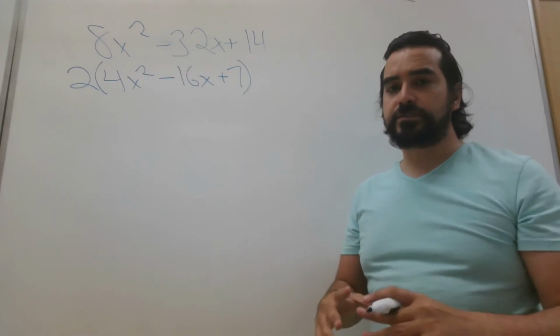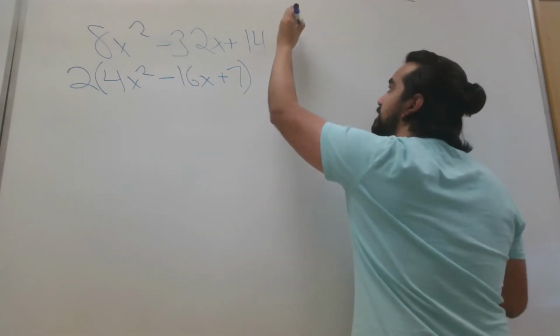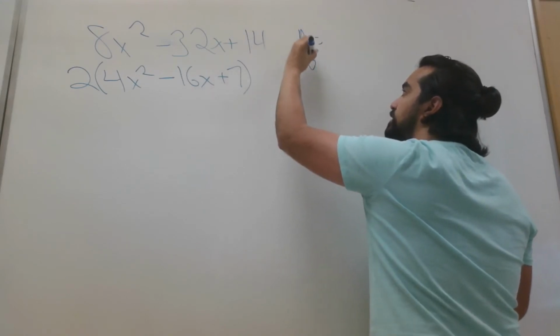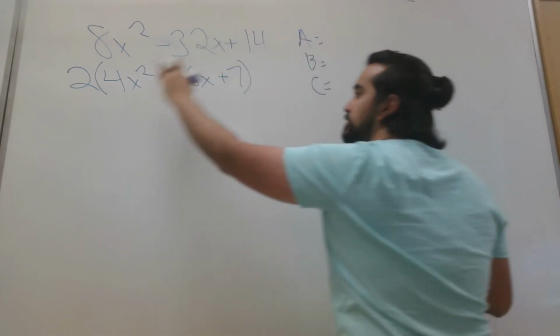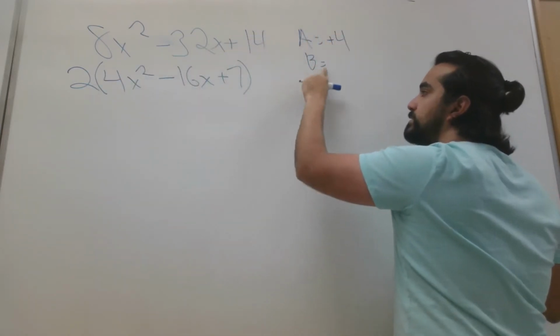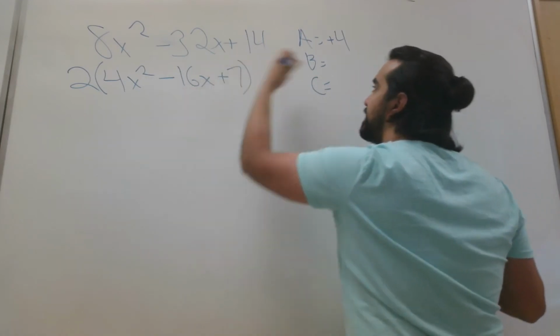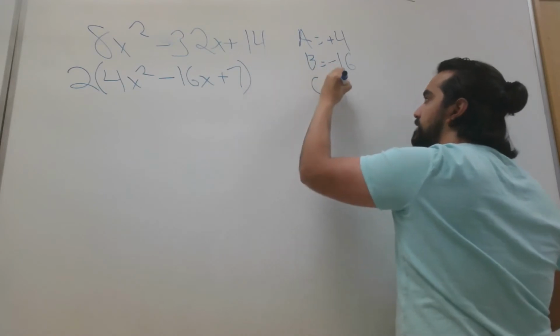Now that we pulled out the greatest common factor, what we're going to do is identify A, B, and C. A is equal to positive 4. B is equal to negative 16. And C is equal to positive 7.